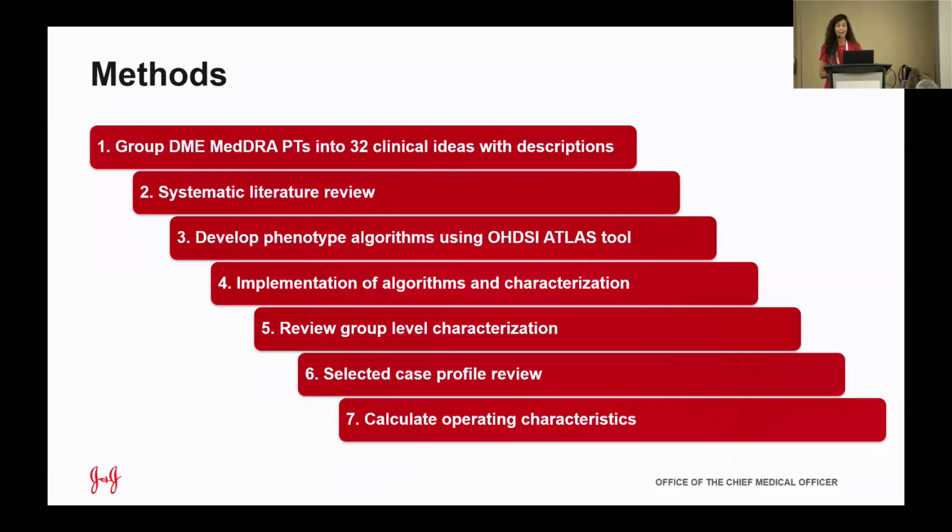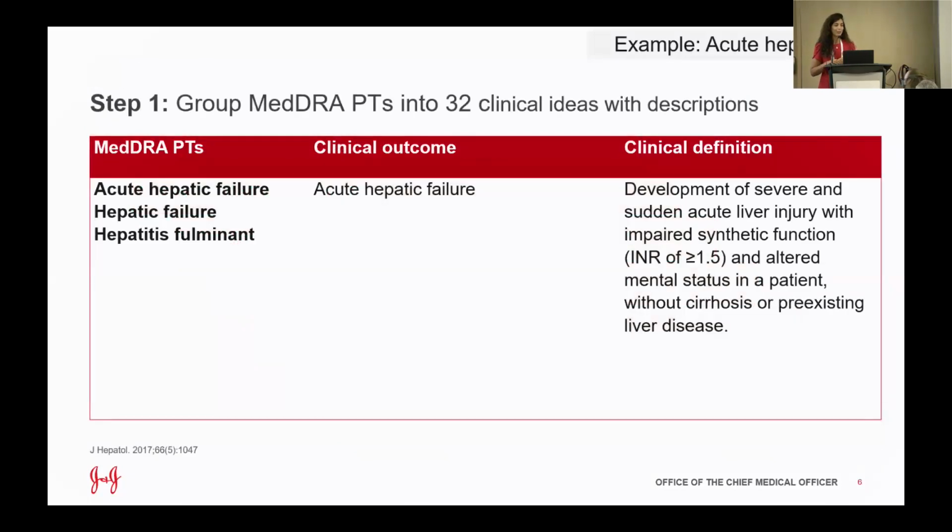And then we calculated the operating characteristics, or we estimated the measurement error, for those phenotype algorithms using a probabilistic model as a gold standard. So let me walk you through acute hepatic failure, which was a not easy example of how we did those 7 steps. So on the DME, you'll find acute hepatic failure, and hepatic fulminant.